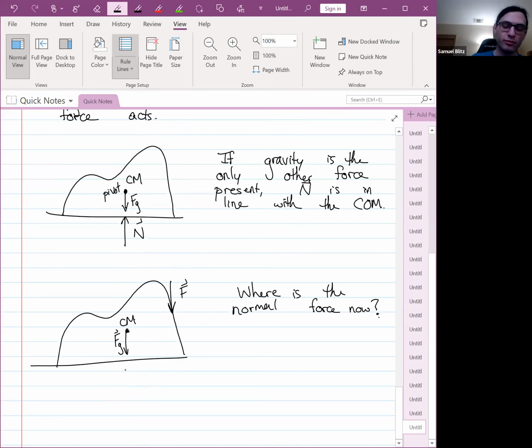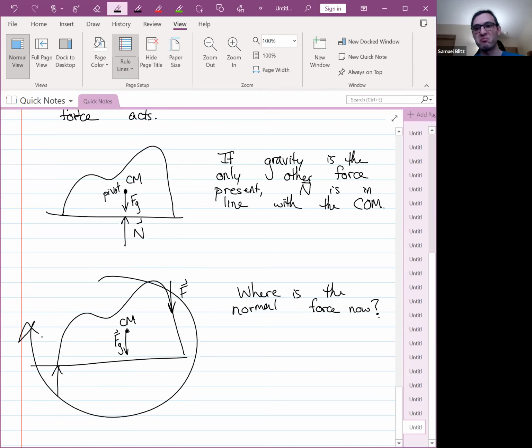And in fact, let's just start checking other places. Let's say that the normal force is over here, just to see what happens. Well, then clearly the whole thing is going to rotate that way, right? That's fairly obvious. Force F points down, the normal force points up. The gravitational force might not do anything if you're rotating about the center of mass, but the point is the whole thing would rotate.